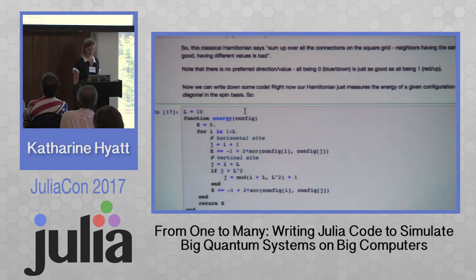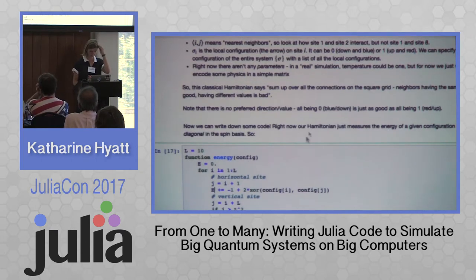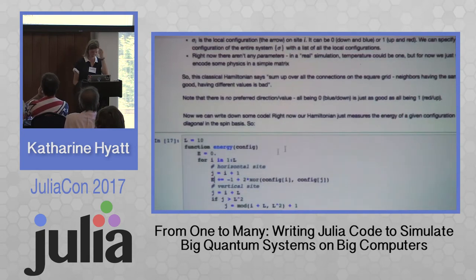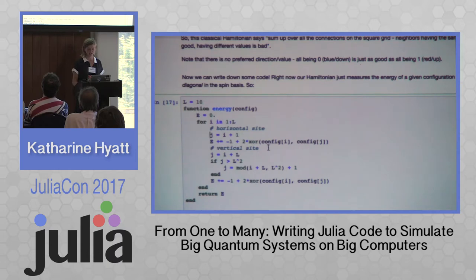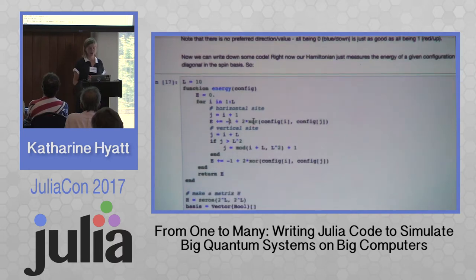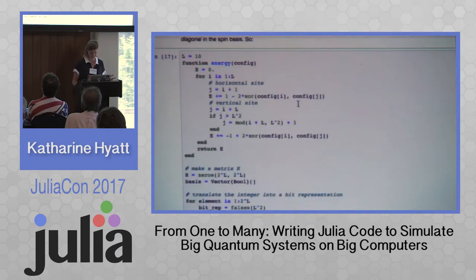So the thing that's important right here is the energy, which is what the Hamiltonian is going to give us. The meat of what's going on here is we say for every single site, look at its nearest neighbor, which is site J. And then the energy is minus 1 if they are aligned. I've got sign errors all over here, I'm sorry. So the energy is going to be 1 if they're anti-aligned.